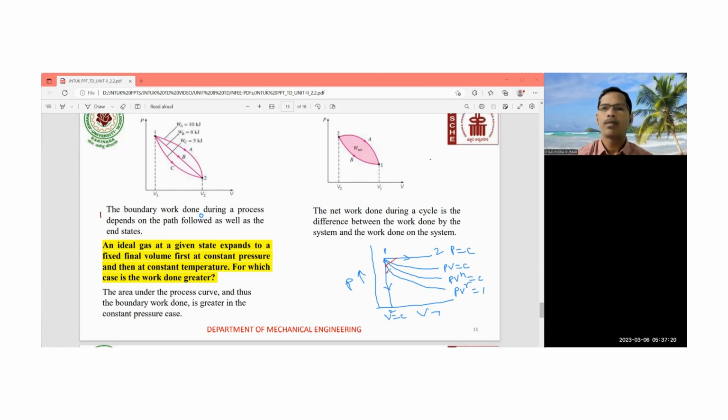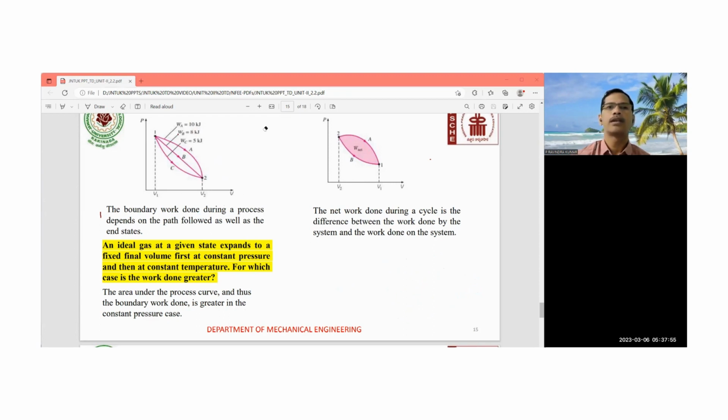Then your job is the area involvement. So in a constant pressure process, observe this one. This is the work output, right? So that's why it is greater in the constant pressure case. The area involvement in a constant pressure process is more, so you will get more work output. That is what the student has to understand from this particular content: which process is going to give more work output under the same initial and final state condition.